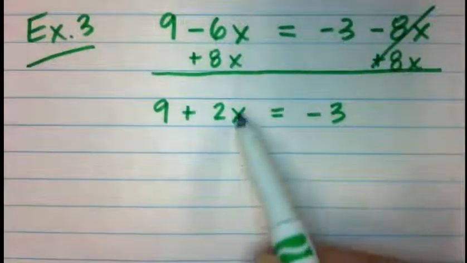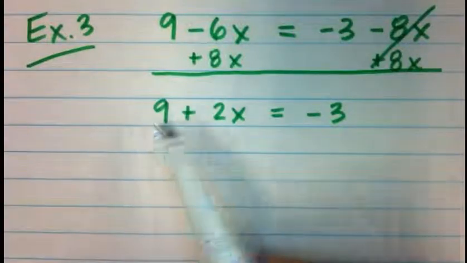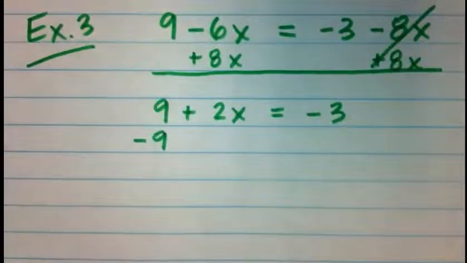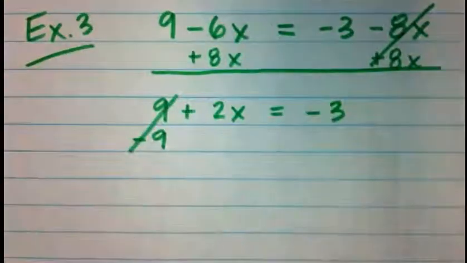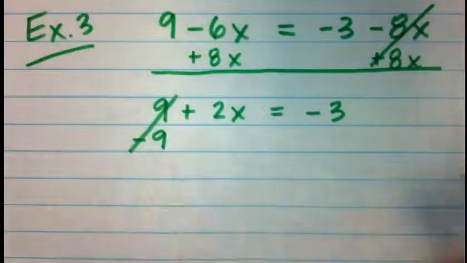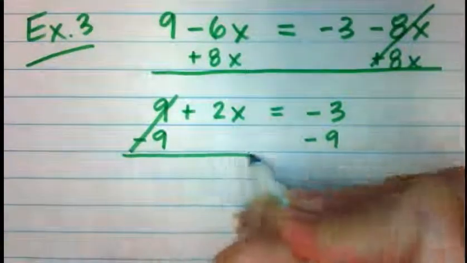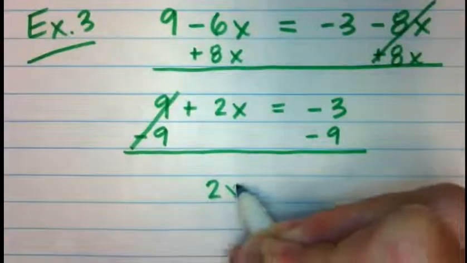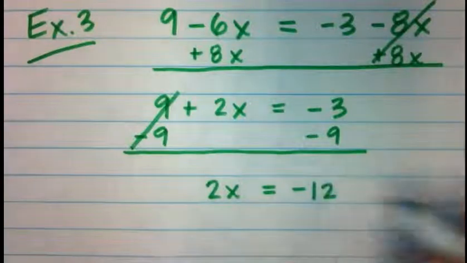So remember, we're trying to get the x by itself. So I need to get rid of a 9. And the way I get rid of a 9 would be with a minus 9 or a negative 9, because 9 minus 9, that will cancel. And again, whatever I do to one side, I have to do to the other. So I'm going to come over here and subtract 9 over there. So now I have 2x on the left, and on the right, I get a negative 12.